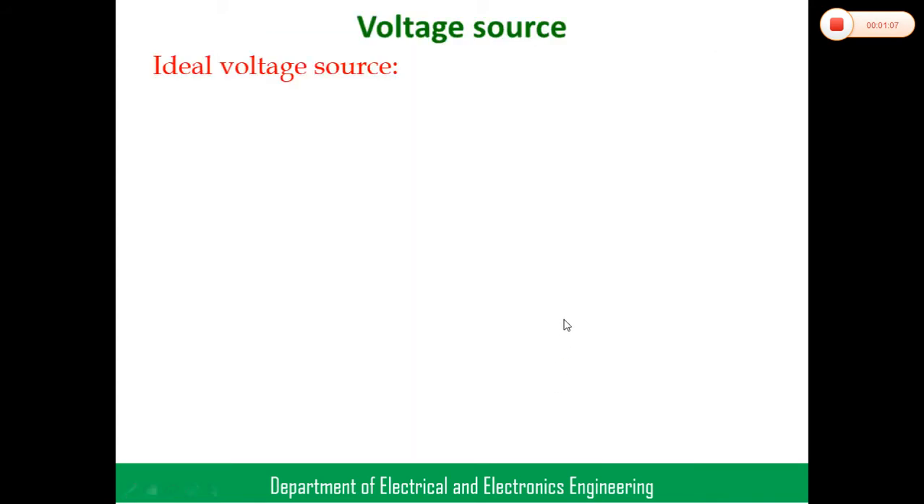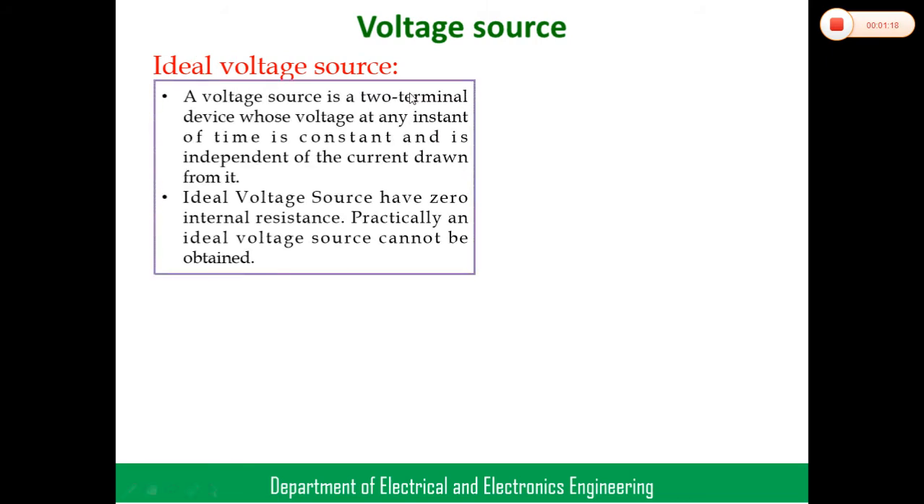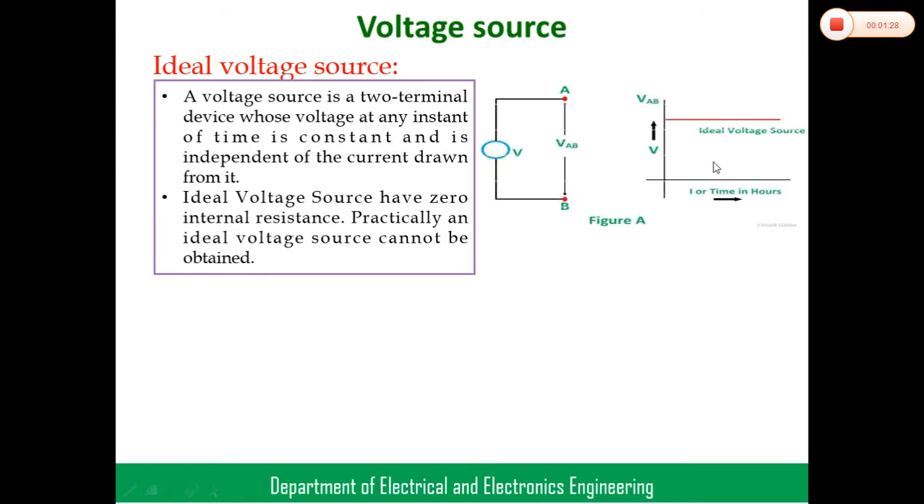Coming to the first topic, voltage sources, there are two types, ideal voltage source and practical voltage source. First one is the ideal voltage source. The definition of an ideal voltage source is: a voltage source is a two-terminal device whose voltage at any instant of time is constant and independent of the current drawn from it. I have drawn a simple diagram here, which is the representation of an ideal voltage source.